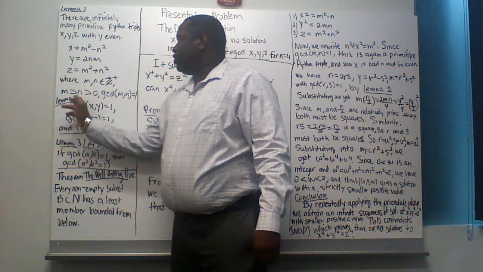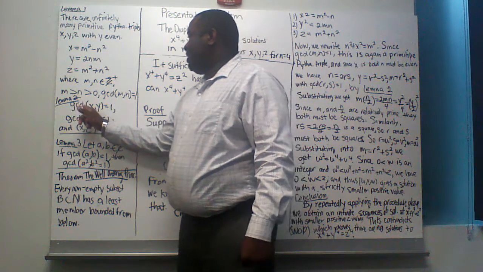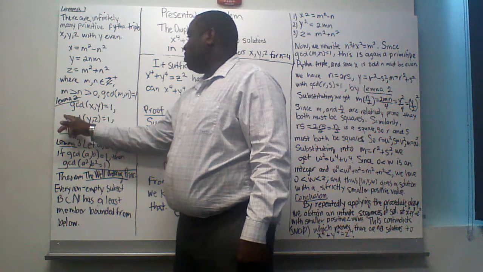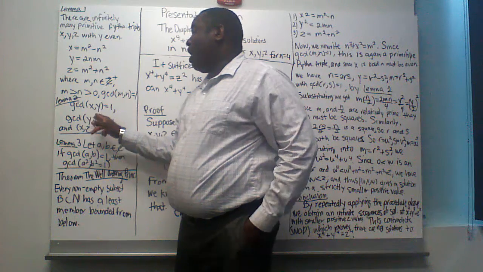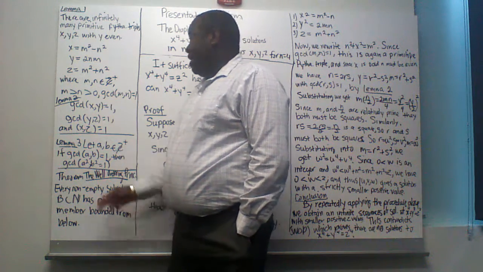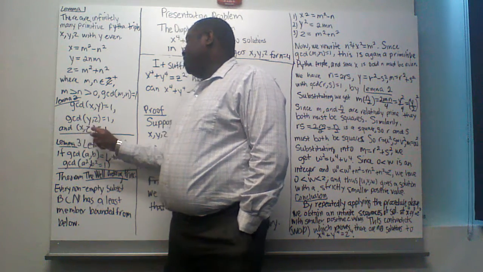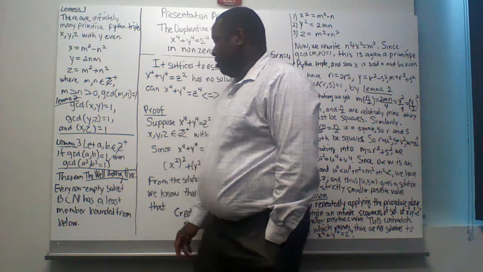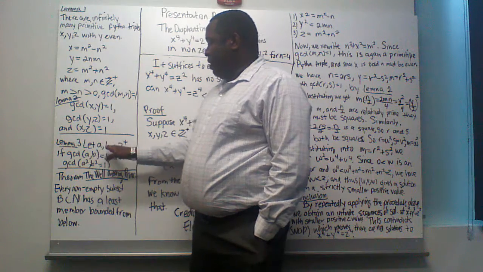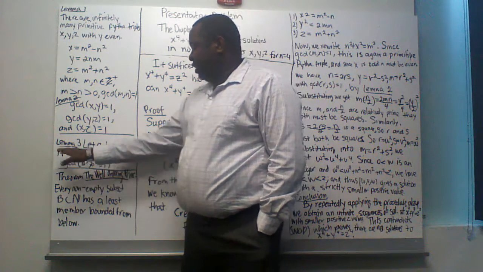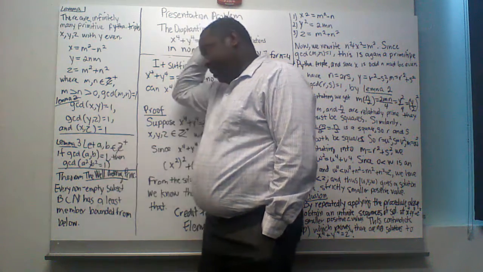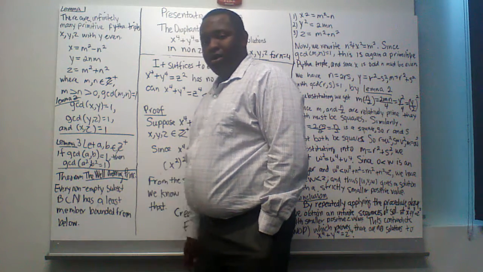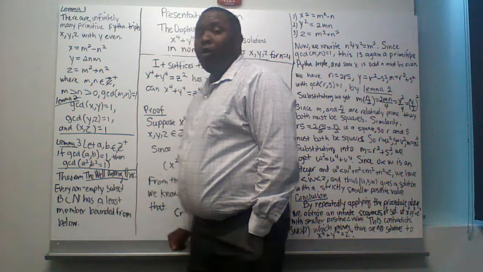You have lemma 2, the GCD of x, y is equal to 1. You have also, this implies that the GCD of y, z is equal to 1. And the GCD of x, z is equal to 1. We also have lemma 3, where it says, let a and b be in Z positive. If the GCD of a, b is equal to 1, then the GCD of a squared, b squared is equal to 1. Then we also have the well-ordering principle.